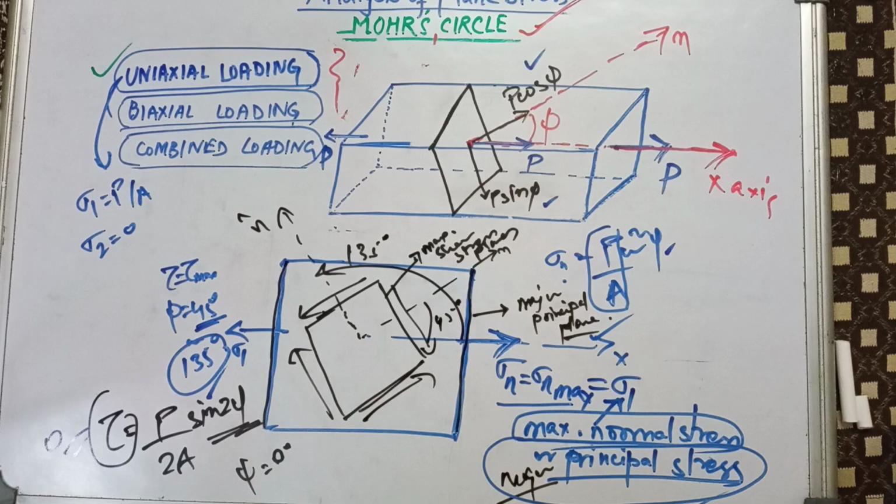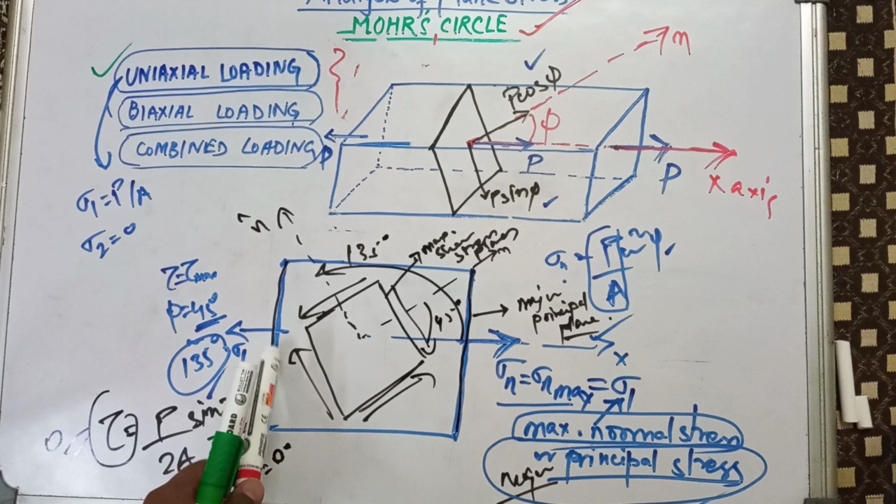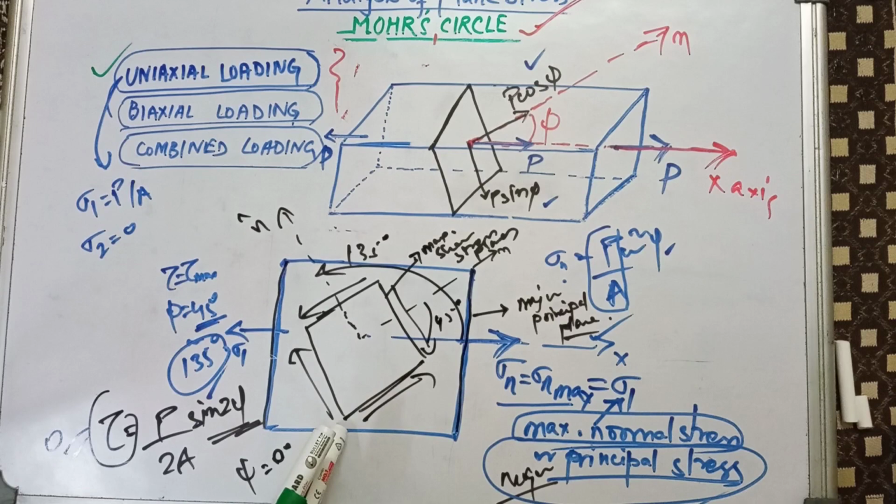You can understand it in this way also, my dear. At the principal plane, the normal stress will be maximum. This is the first definition of the principal plane. At the principal plane, the normal stress will be maximum, and one observation that can be made is that shear stress is also absent in those planes. In this plane, where the normal stress was maximum, shear stress is absent. In this plane, where the normal stress is minimum or zero, in this plane also shear stress is absent.